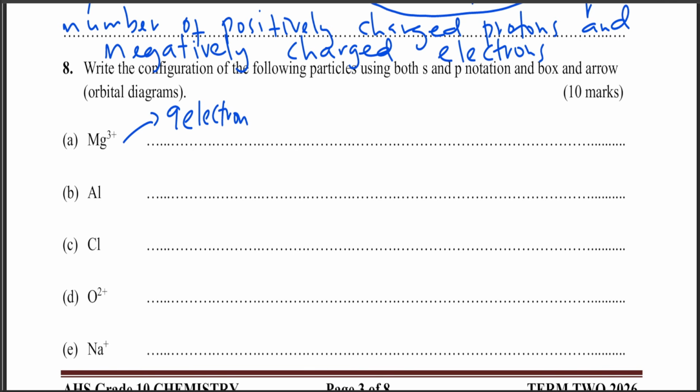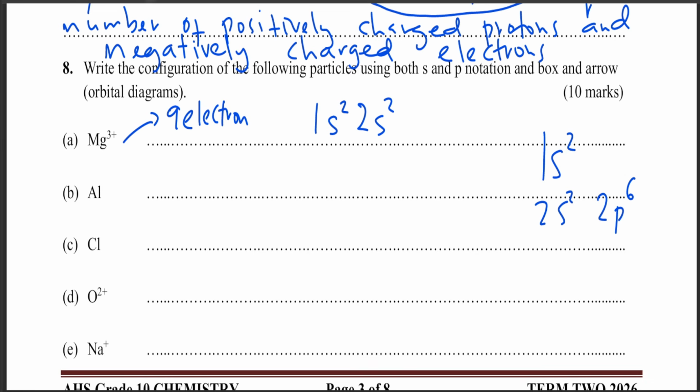So now let's write the S and P notations. Obviously the first one we know is 1s2. The S orbital usually takes a maximum of 2 electrons. If you haven't seen my video, kindly look at it in my playlist, or I'll put it at the end of this video. So 1s2, followed by 2s2, then followed by 2p6.